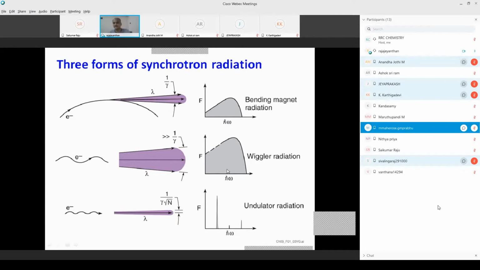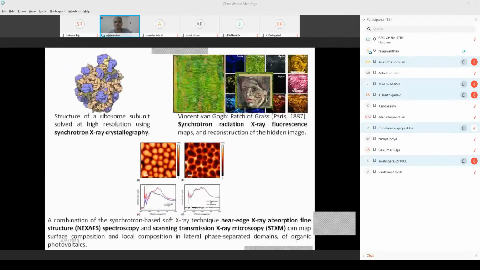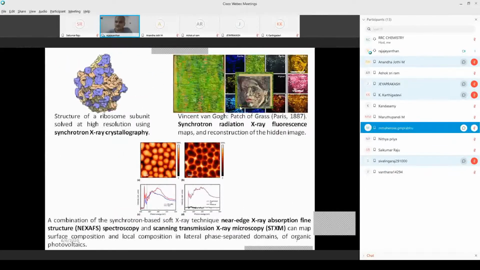But in the case of undulators, you can see a very short, narrow band of synchrotron radiation with high flux, with high intensity. So these three types of radiation can be used for characterizing our sample. It all depends upon the nature of the material and your experimental nature. You can choose one of these three radiations for characterizing the materials. Okay. Next, what are the puzzles solved so far using this synchrotron radiation?